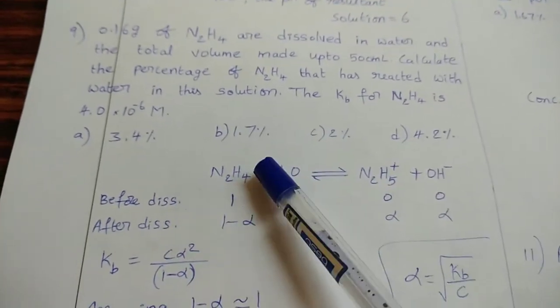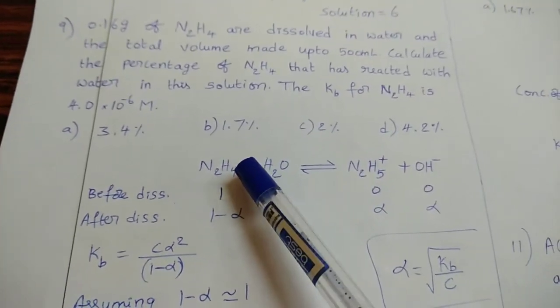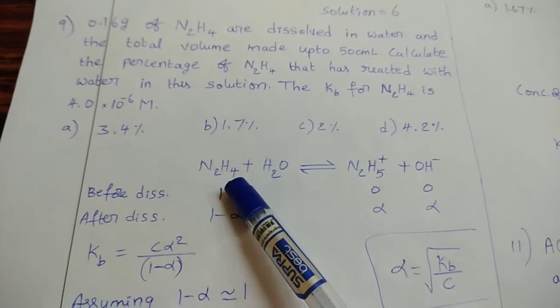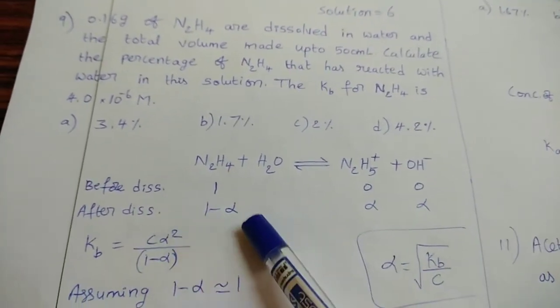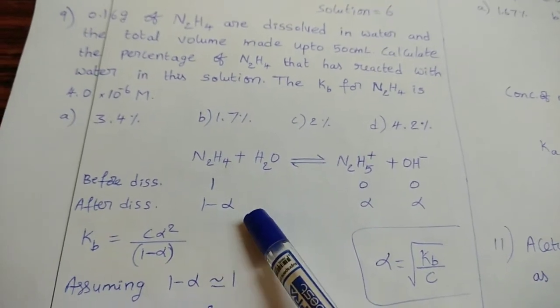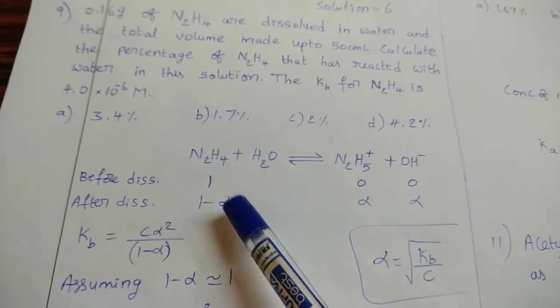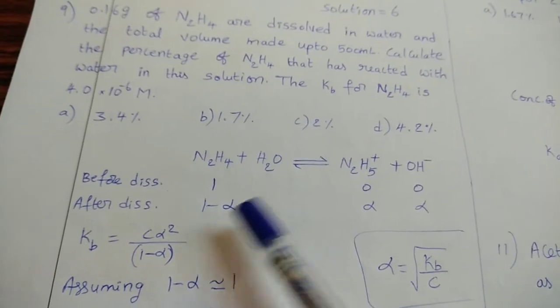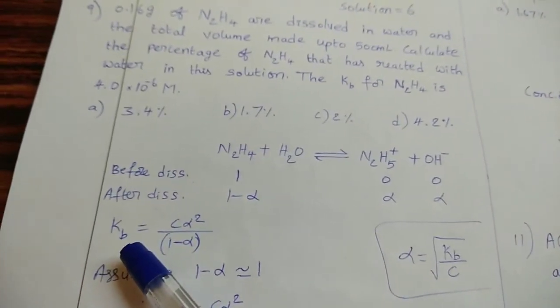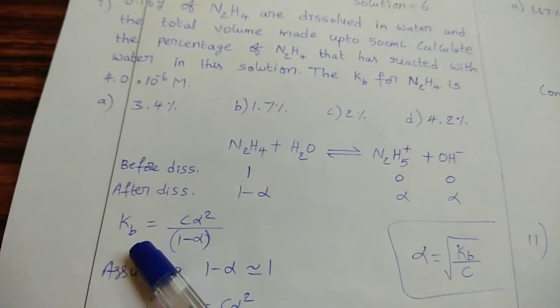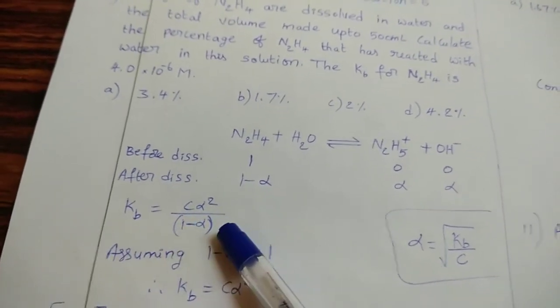Before dissociation, its concentration is 1 molar, and for the ions, 0. After dissociation, alpha is the degree of dissociation, that much amount of moles are decreased. So 1 minus alpha, here alpha. So ionization constant of weak base Kb equal to C alpha square by 1 minus alpha.